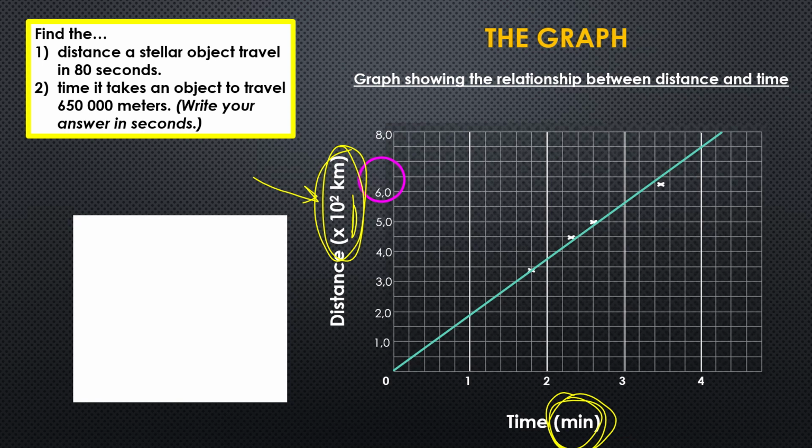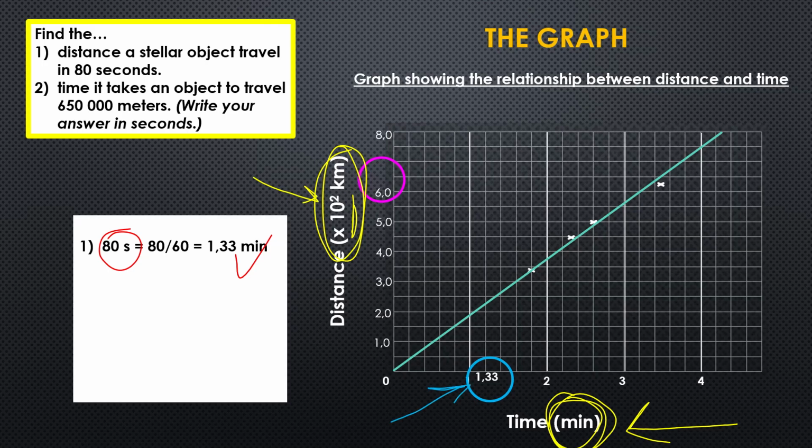Let's start with question 1. Find the distance a stellar object travels in 80 seconds. Now remember that your unit on the x-axis is not seconds but minutes. So my first step will be to take this 80 seconds and convert it to minutes, 1,33 minutes. So you need to be able to correctly convert, and that will give you a mark. So you need to start with the given value, which is 1,33 minutes, and you will start your dotted line there at 1,33 minutes. And then read off your value where your dotted line crosses the y-axis. So you get an answer of 2,5.